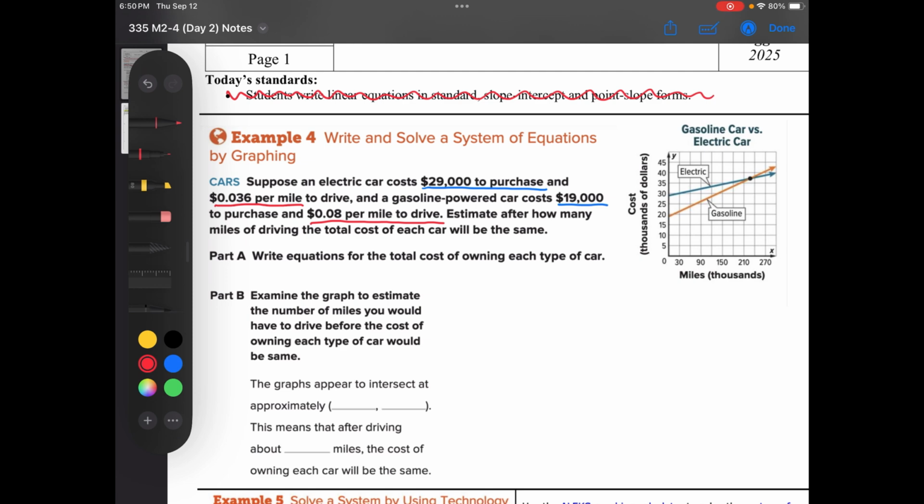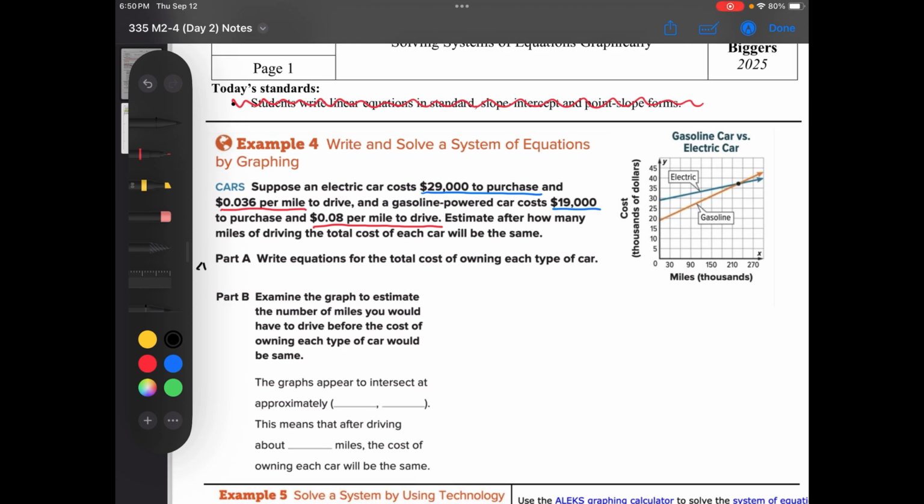Part A says write equations for the total cost of owning each type of car. Equations, especially if we're graphing, are going to have both an x and a y.